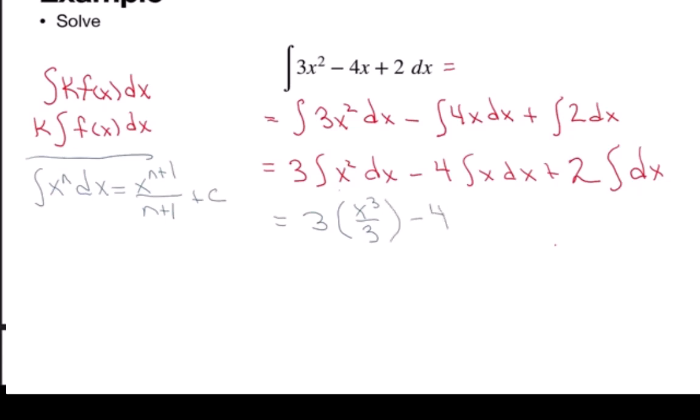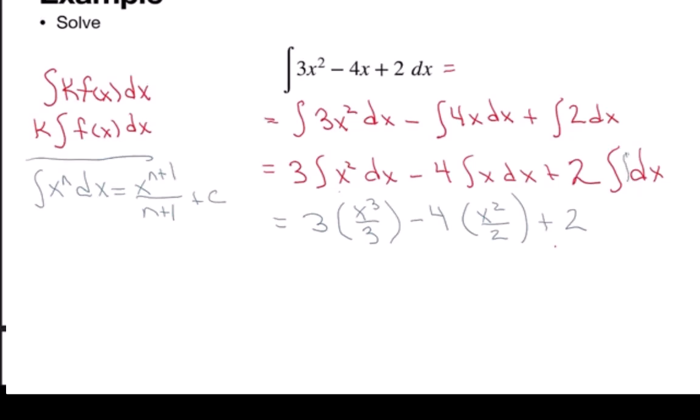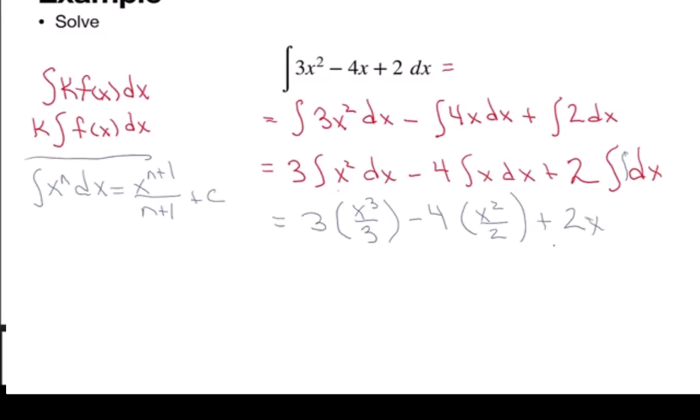Minus 4 times, here we have x to the first power, that would make this x squared over 2, plus 2. This is really the same as 1 dx. The integral of 1 would be x. And then plus some constant. And each one of these doesn't need its own constant. We don't know what any of the numbers are anyway, so I can just say there's a constant.